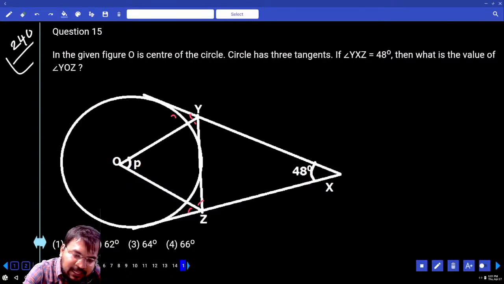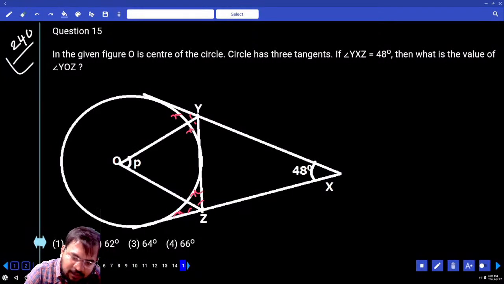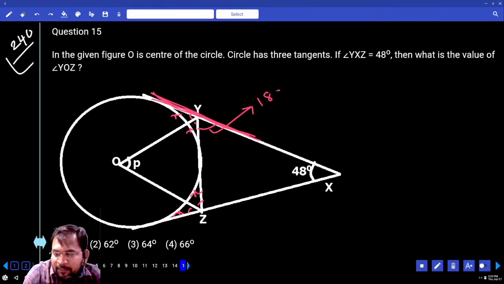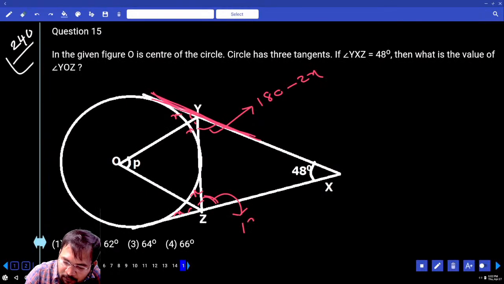Say for example, this is x, this is also x, and this is a straight line. A straight angle is 180 degrees. This is x, this is x, total 2x. Therefore this angle is 180 minus 2x. Similarly this is also 180 minus 2x.